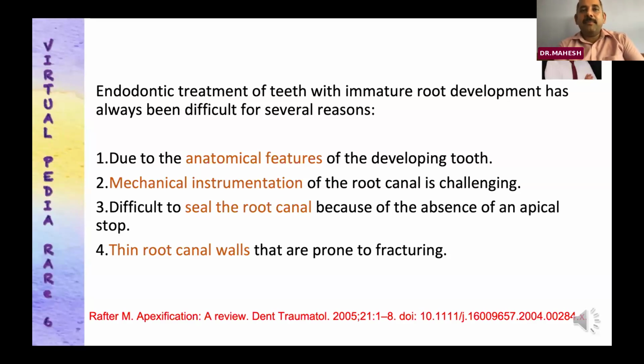So in some cases of repeated fractures, or if you try doing biomechanical preparation, we will end up fracturing the thin root canal. And at the end of the day, if you obturate the canal using gutta-percha, we will not be able to get a proper seal. The GP flows beyond the apex, causing a periapical lesion. So we don't have a proper apical seal.